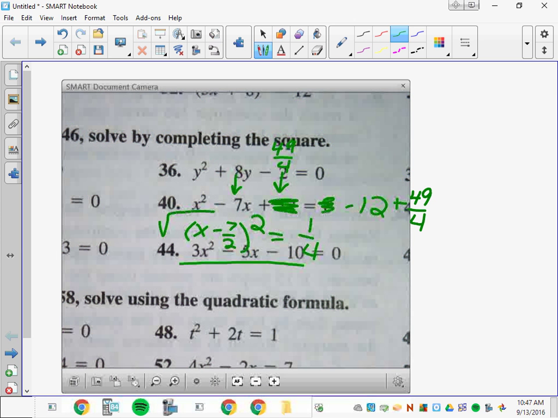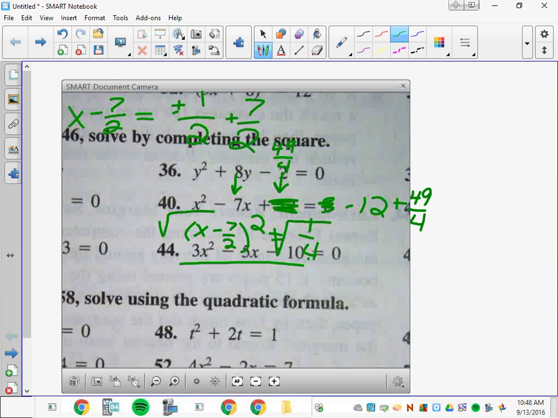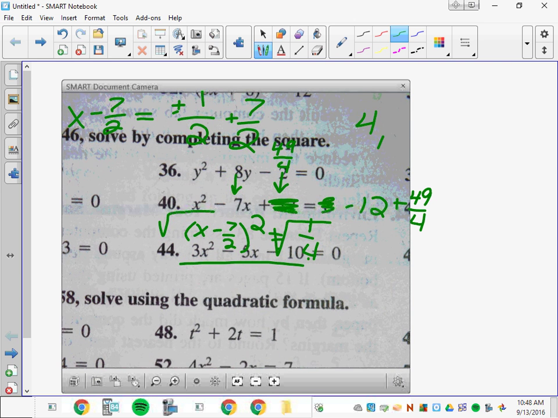Now when I square root it, I get x minus 7/2 equals, square root of 1 is 1, so plus or minus 1 over square root of 4 is 2, plus or minus 1/2. Now when I add 7/2 to that, what is 1/2 plus 7/2? 8/2, also known as 4. And what is -1/2 plus 7/2? -6/2, also known as -3.